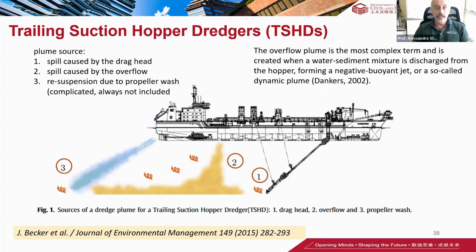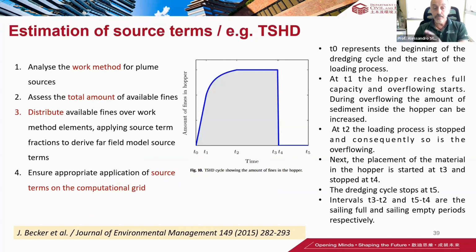Using as an example these hydraulic dredgers, I know that what is generating a plume of sediment is exactly at the dredger, so the spill caused by the drag head at the bottom. I have also an overflow from the barge, and then the number 3 is usually not included because it's too complicated, which is the resuspension due to the propeller, okay? For every type of dredger, I have this type of knowledge.